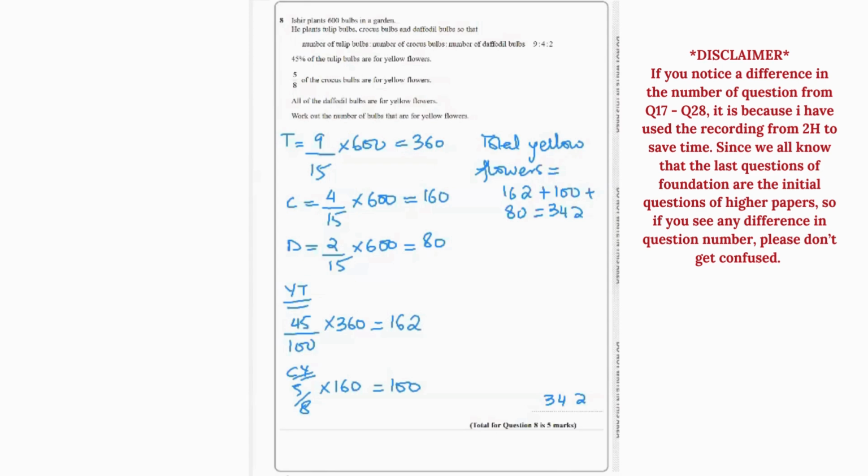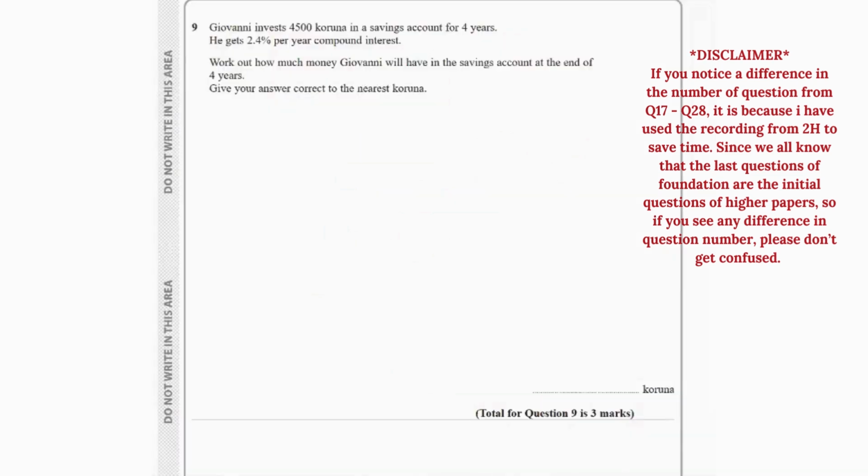And that gives the total number of bulbs for yellow flowers. Giovanni invests 4,500 karuna in a savings account for 4 years. He gets 2.4% per year compound interest. Work out how much money Giovanni will have in the savings account at the end of 4 years, giving your answer correct to the nearest karuna.